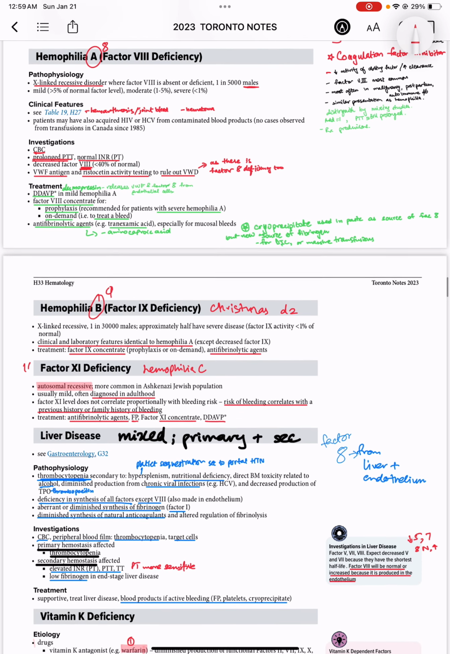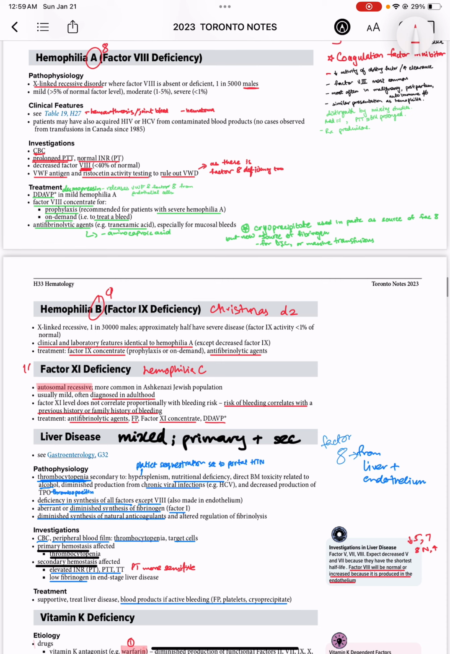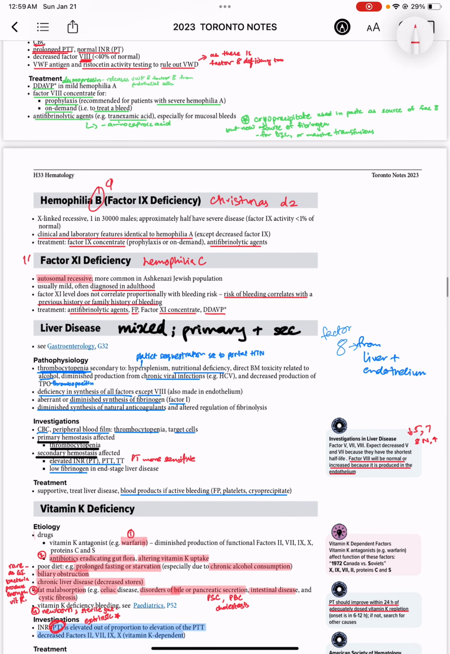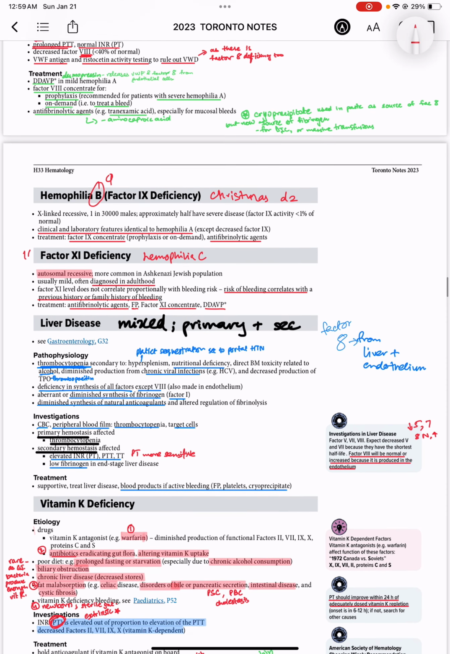And then hemophilia B, factor 9 deficiency. And then there's hemophilia C, which is factor 11 deficiency. So these are specifically secondary hemostasis problems.